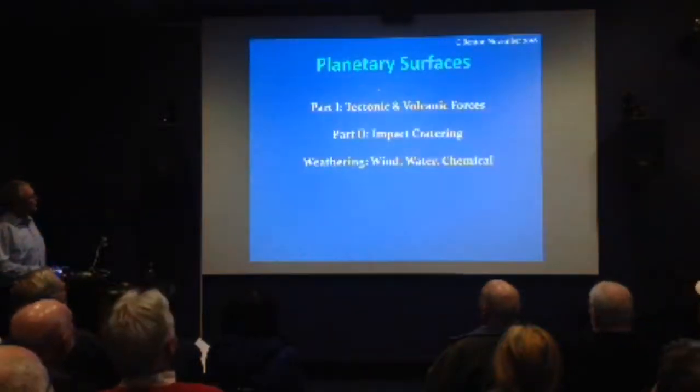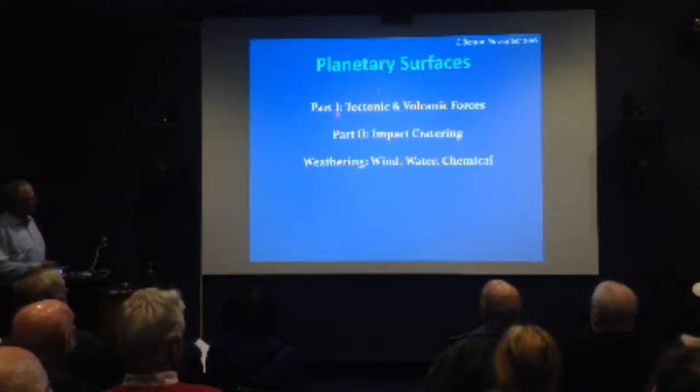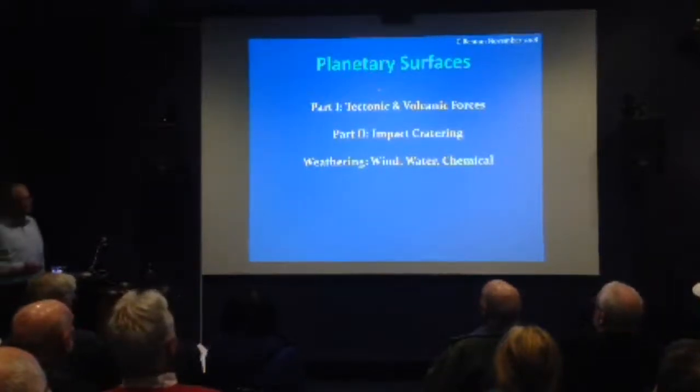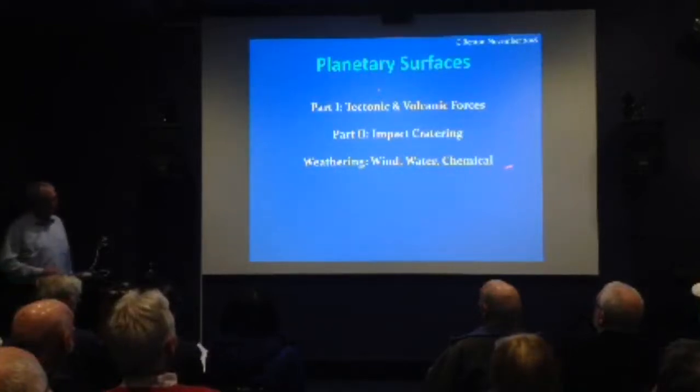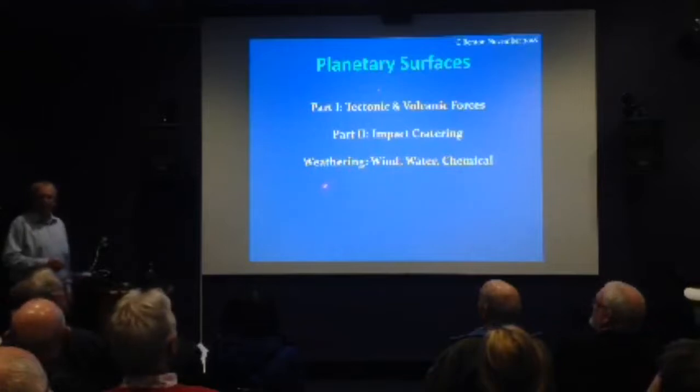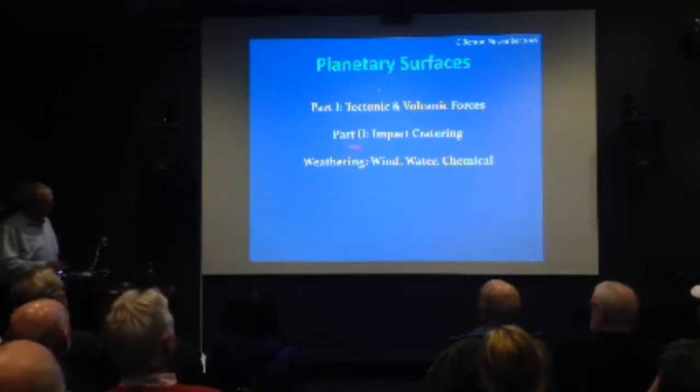So, to that effect, it's really three key processes that impact on planetary surfaces. Weathering through wind, water and chemical. We covered a bit of that with our talk on Mars, so I'm not going to be going back over that again.